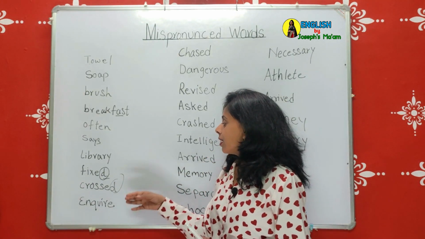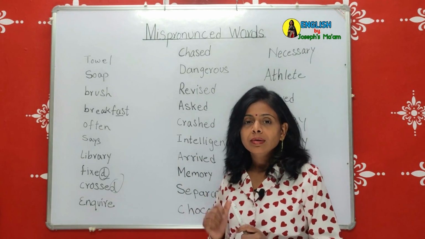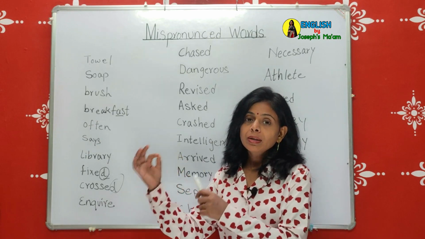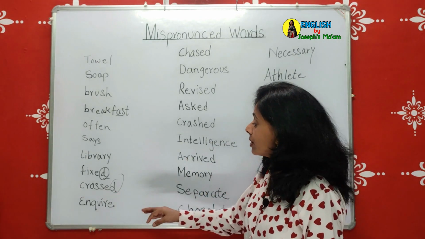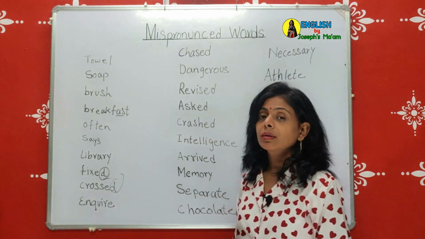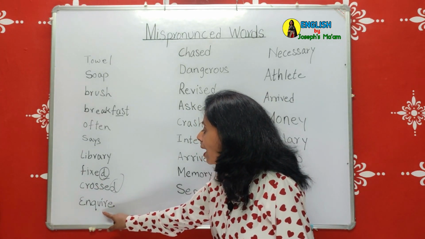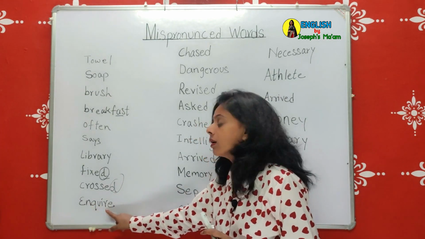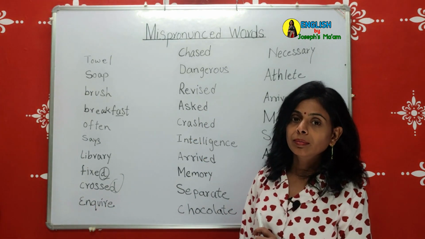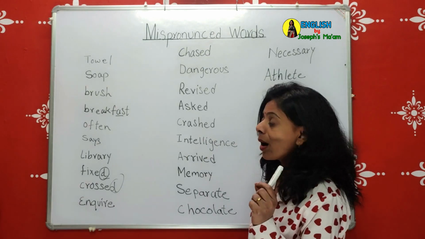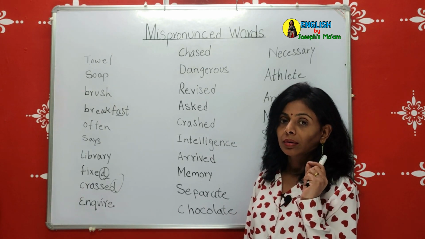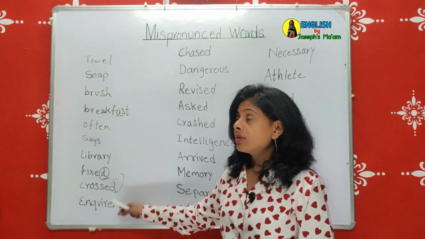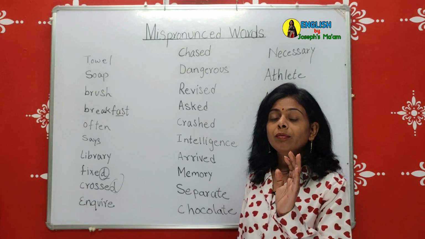Okay. Next is inquire. We say inquiries come. There's some inquiry about a house or about a person, or the police is inquiring about someone. So you will not say it wrongly. You say inquire. Inquire. Inquire.